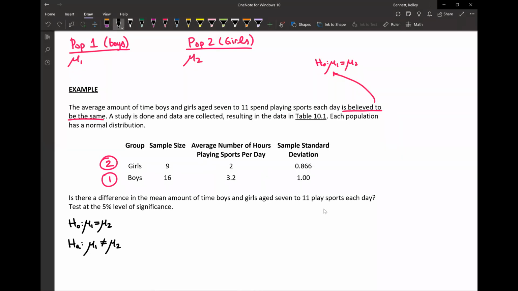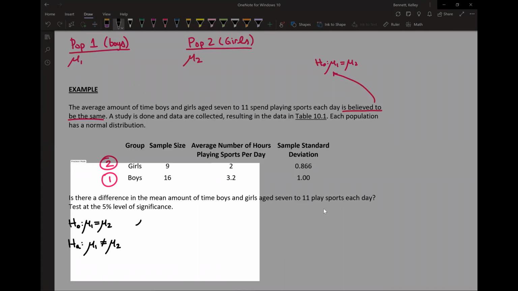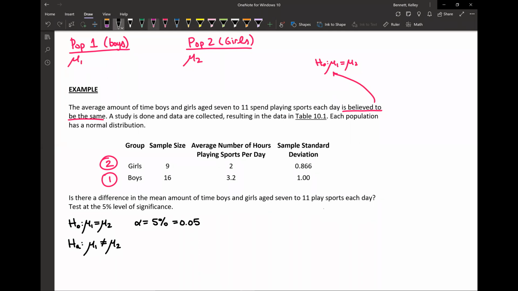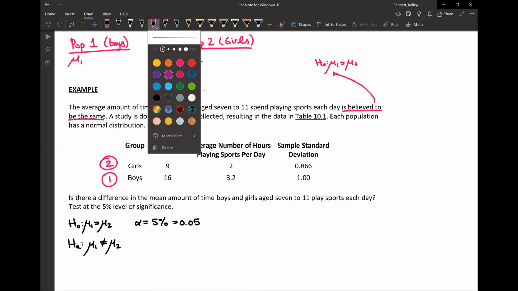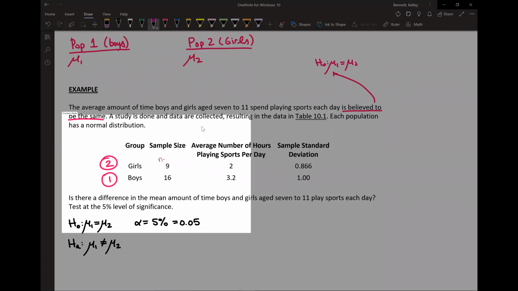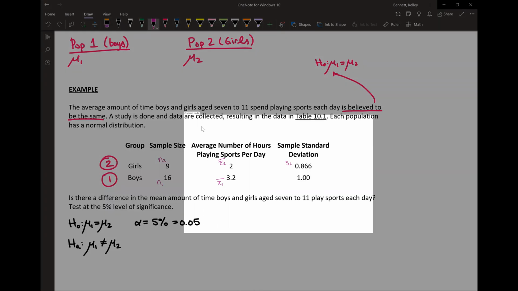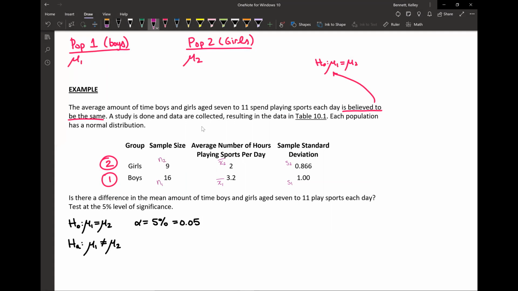We're given instructions to test at 5% level of significance. So we know that we're going to have alpha equals 5% or 0.05. And then we have all of our sample data. So let's see if I can label this. This is going to be N2, N1, X2 bar, X1 bar, and this will be S2 and S1, right? So using the notation that we saw earlier. Again, you don't have to have it be that girls are 2 and boys are 1. It could have been flip-flopped. As long as you keep everything straight and together with its population, it should not be an issue.